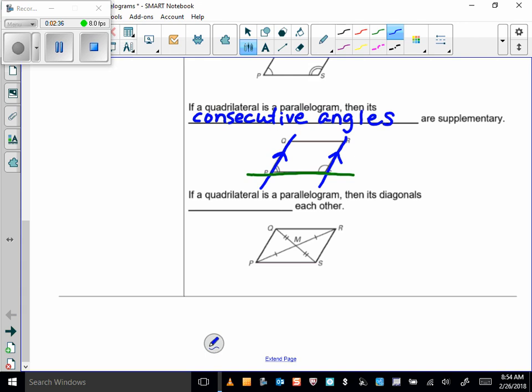All right, and let's see what we have next. If a quadrilateral is a parallelogram, then its diagonals bisect each other. So I can see by the markings here that diagonal QS is bisected, diagonal PR is bisected, which means each diagonal cuts the other one into two congruent parts.